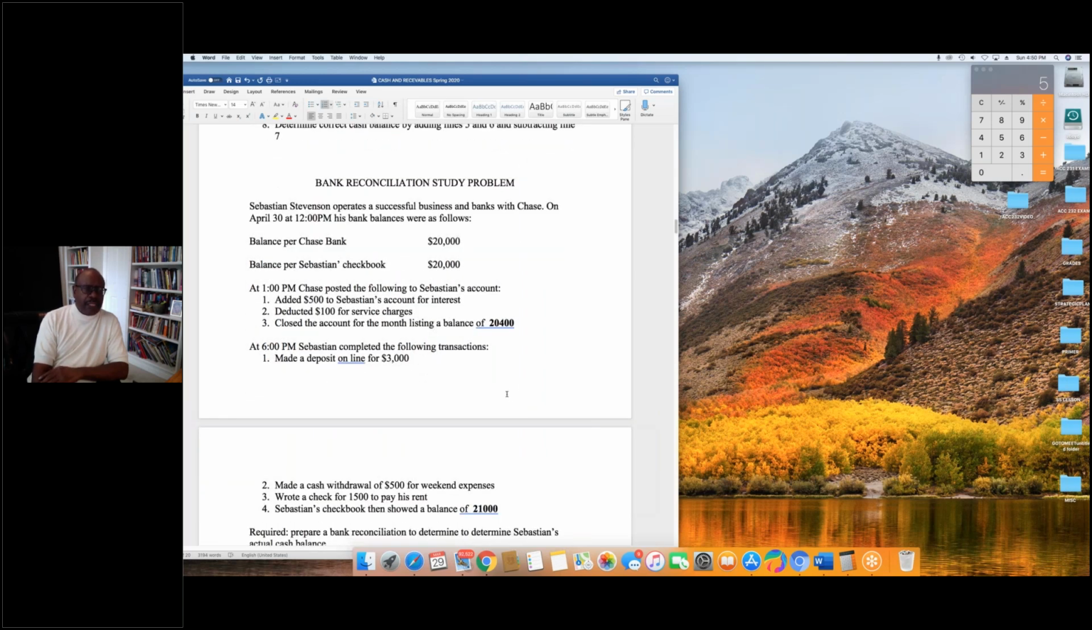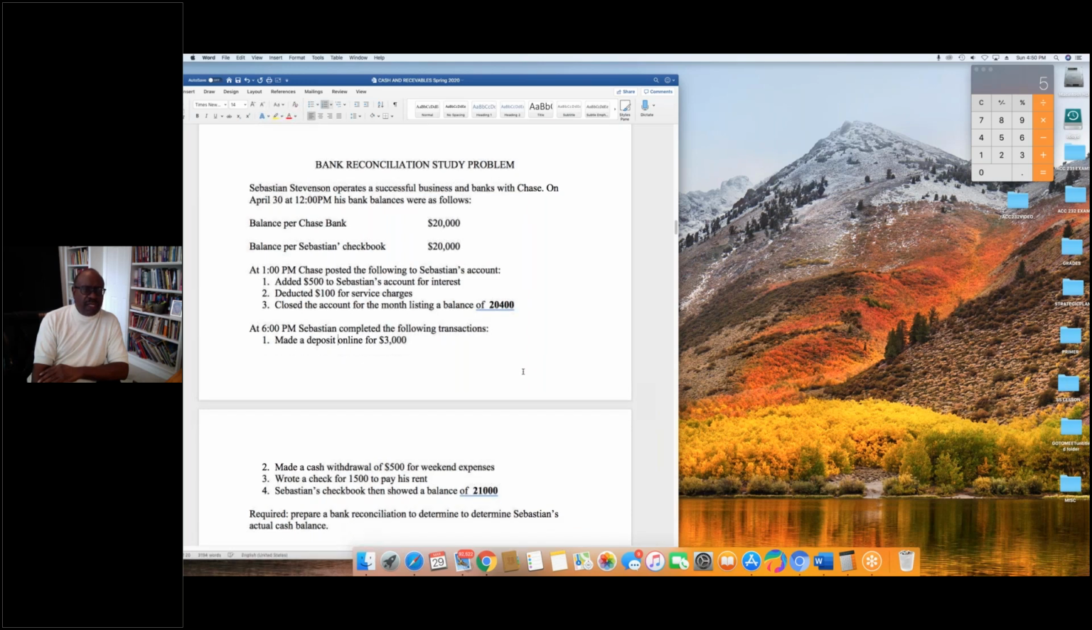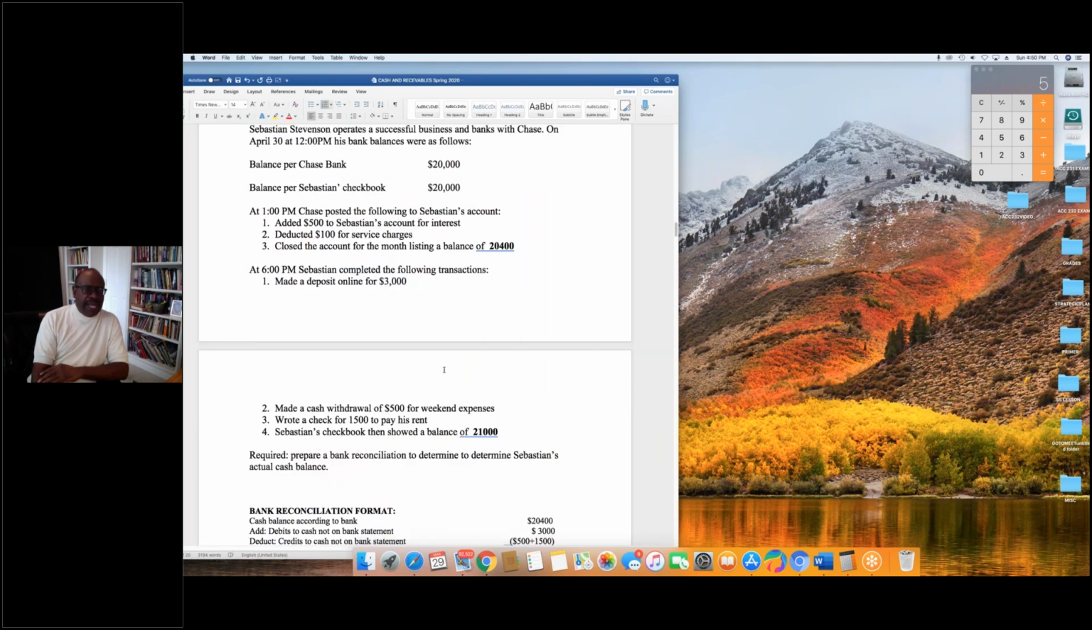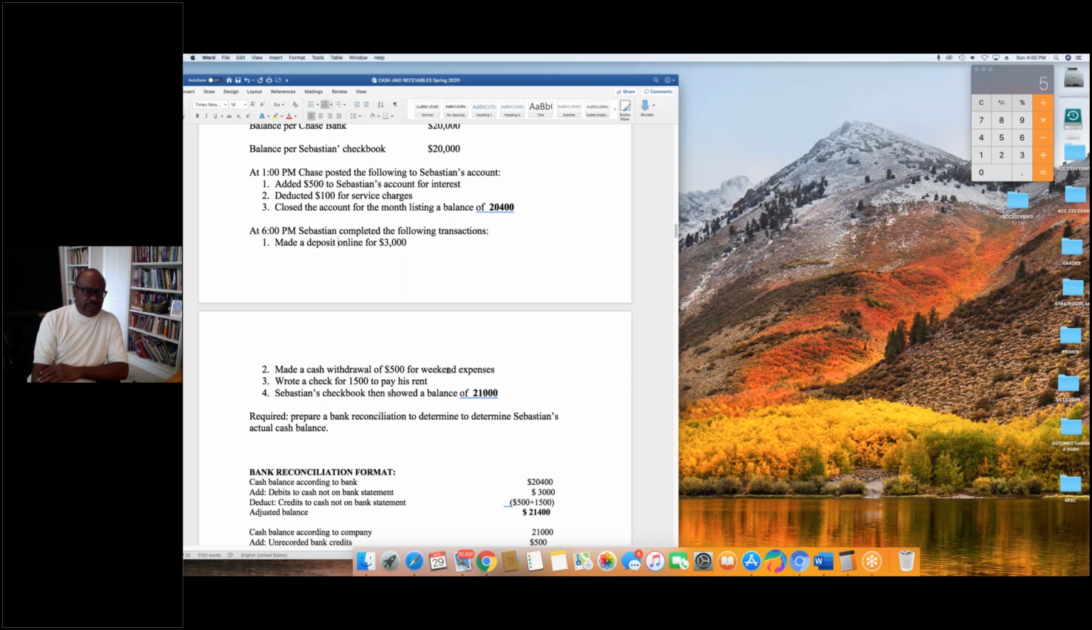Sebastian, at 6 o'clock on that day, made a deposit online for $3,000. He made a cash withdrawal of $500 for weekday expenses, and he wrote a check for $1,500 to pay his rent. And Sebastian's checkbook showed $21,000. So the bank is showing $20,400, and Sebastian's checkbook is showing $21,000. What is the correct balance?